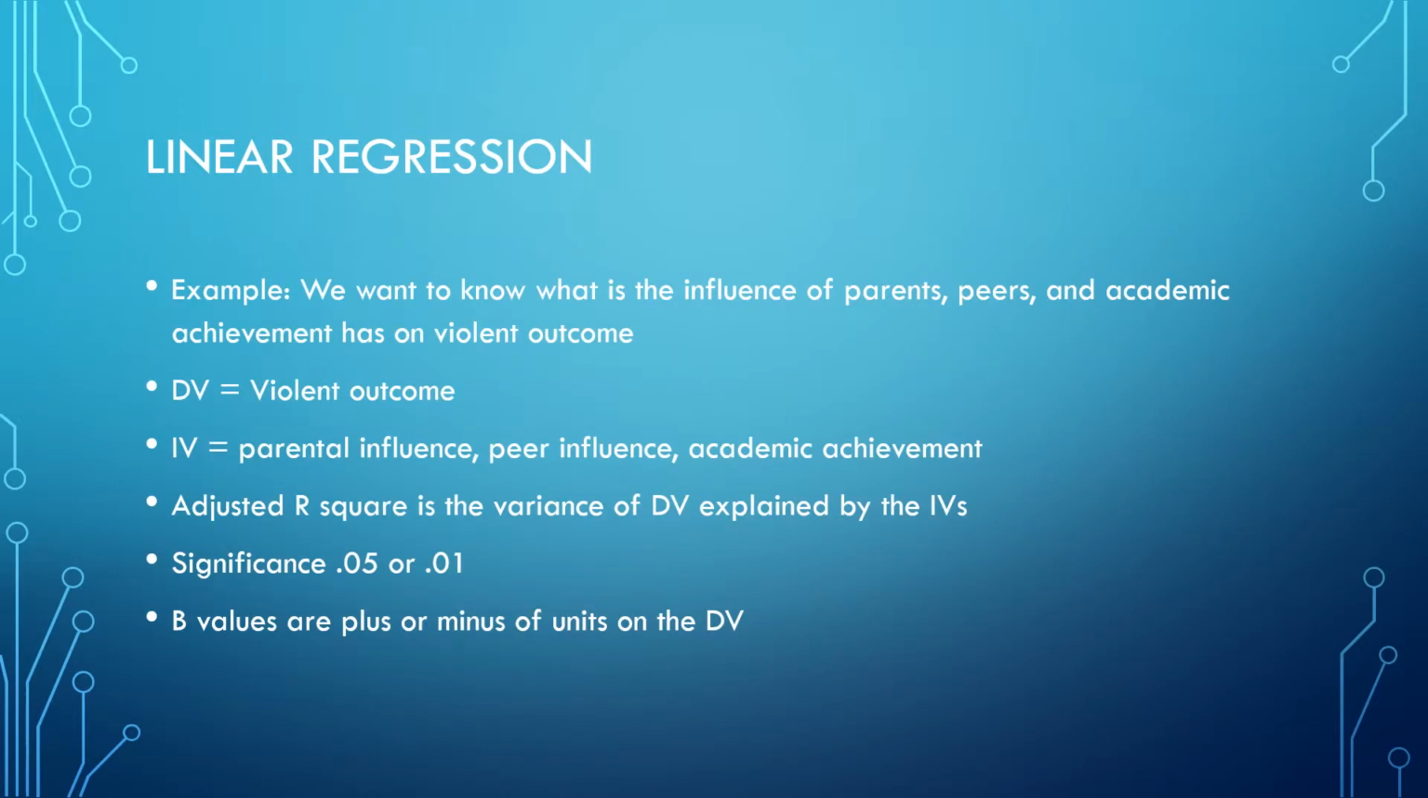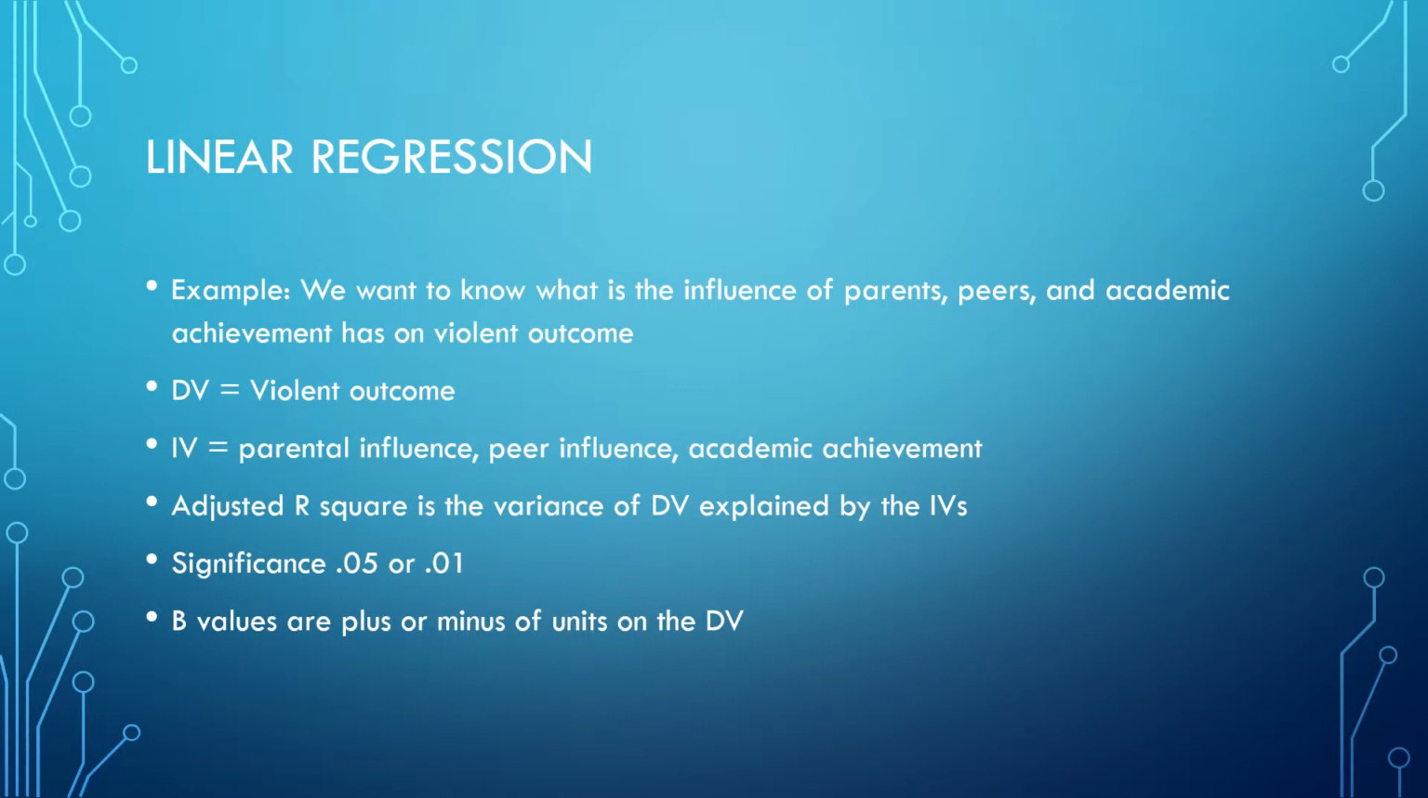So let's provide an example. We want to do a research project in which we want to see what the amount of influence there is of parents, peers, and academic achievement has on violent outcome of a group of adolescents. And so we identify our dependent variable being our violent outcome, which would be a scale variable. And then we also have our independent variables, which we're going to measure that against, which is going to be our parental influence, our peer influence, and academic achievement scores.